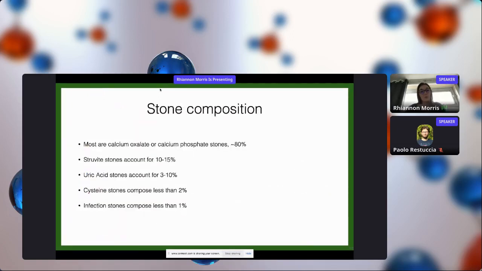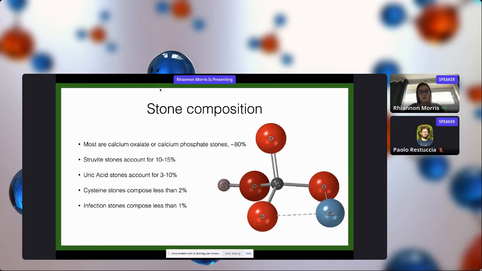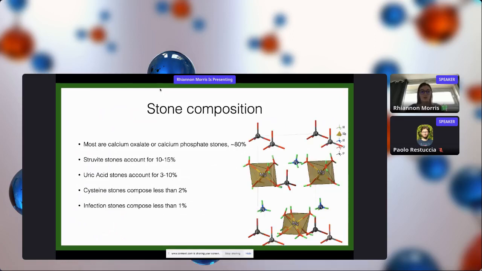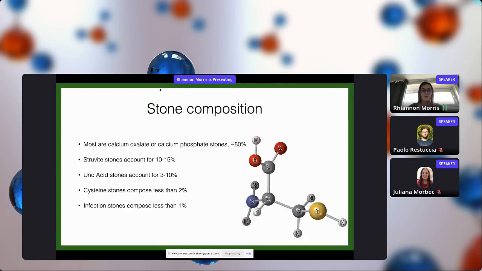So, kidney stone composition. Around 80% of stones are either calcium oxalate or calcium phosphate stones, with struvite stones accounting for 10 to 15%, and these are commonly called infection stones because they are normally found in people that have got a kidney stone from a urinary tract infection. We also have uric acid stones, which account for around 10% of stones, and these are more common in men than in women. And we have cystine stones that compose around 2% of all stones.